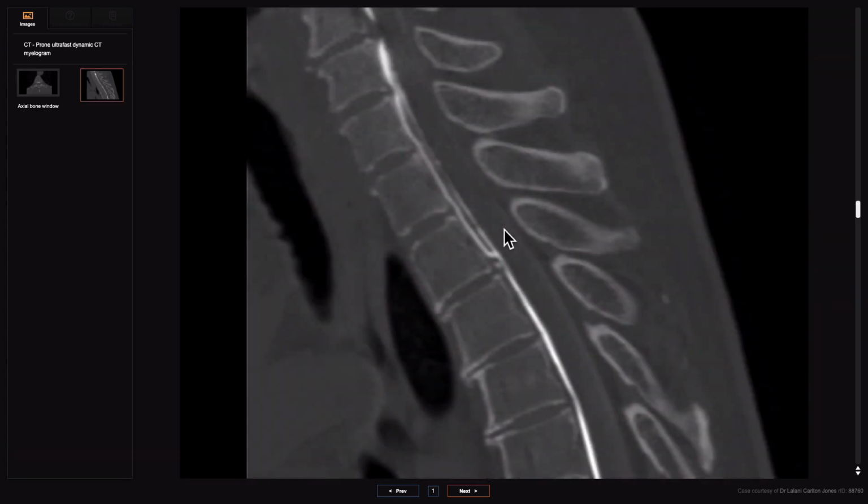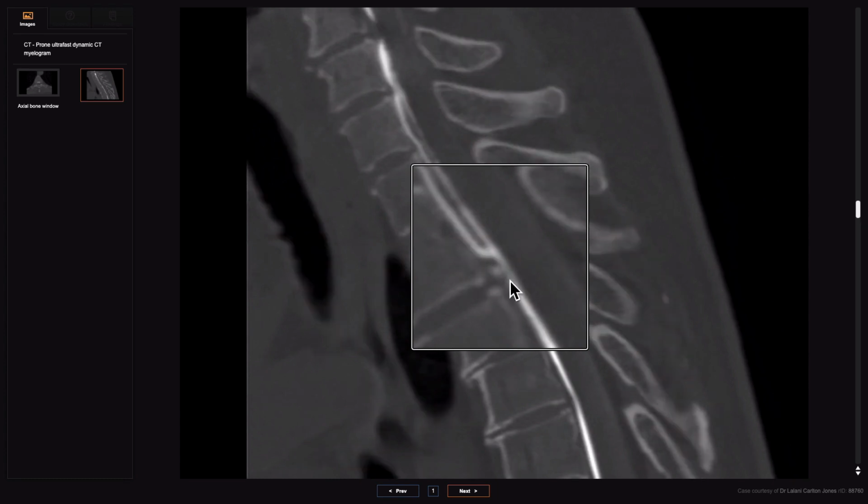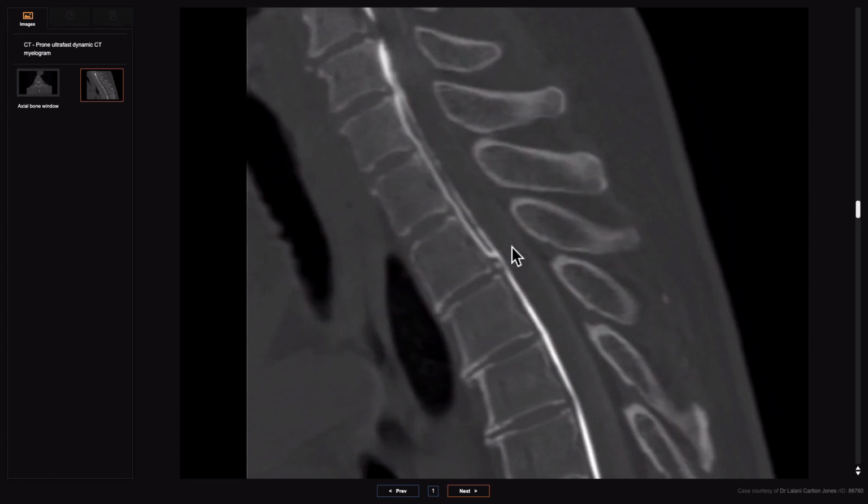Now, the sagittal reformats of the same data show this split or this fork in the contrast column, which occurs at the level of that calcified disc spur at T4, T5. So you can be really clear about the level that that leak is occurring.